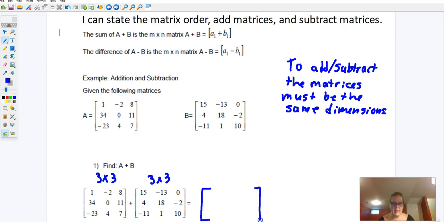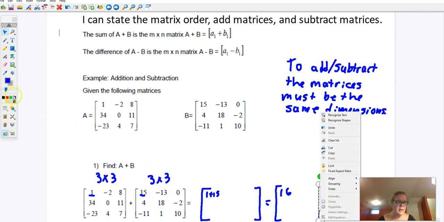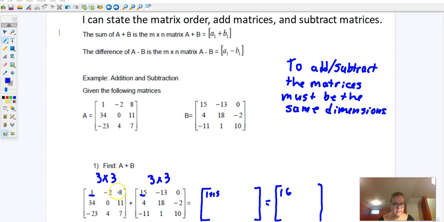So what we're going to be adding here is the same positions. This is the first row, first column. We're going to be adding to that the other first row, first column. And 1 plus 15 is going to give us 16 in this position right here. The next spot here. This is the first row, second column. You're going to add to the other first row, second column. So negative 2 plus negative 13 is negative 15.